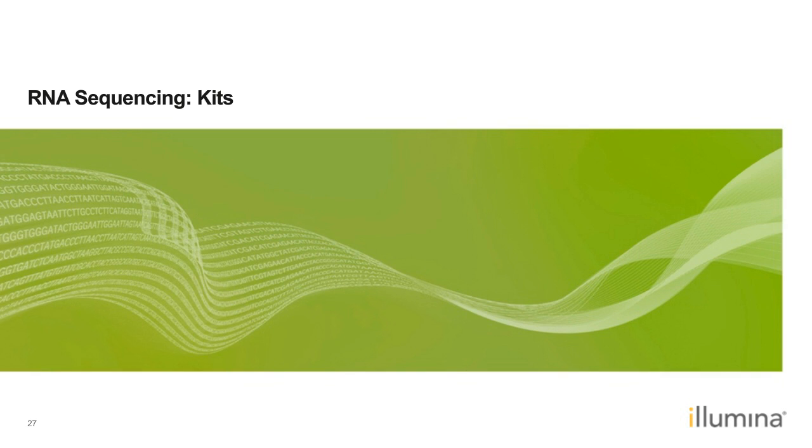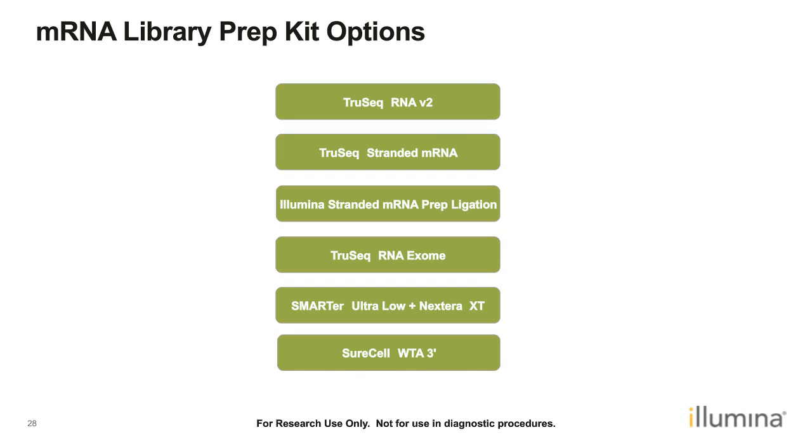So now let's move on to kit options for RNA sequencing. We have 6 mRNA library prep kit options. The differences between these kits lie in how they capture RNA, the output, and the analysis that can be performed downstream. These kits are TruSeq RNA V2, TruSeq Stranded mRNA, Illumina Stranded mRNA Prep Ligation, TruSeq RNA Exome, the Smarter Ultra Low Kit in conjunction with our Nextera XT kit, and the SureCell WTA3' kit. I will not be speaking about the SureCell WTA3' kit today, as it is covered in the single cell sequencing webinar. So if you're interested in that, please check out that webinar.